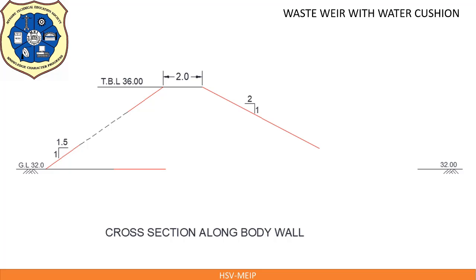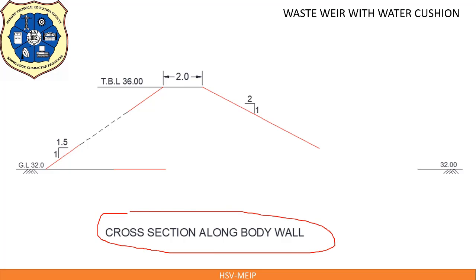Mark top width 2 meter at TBL. And draw the downstream slope 2:1, 2 horizontal to 1 vertical. This completes the cross section of the bund. What we are going to draw here is the cross section along the body wall.